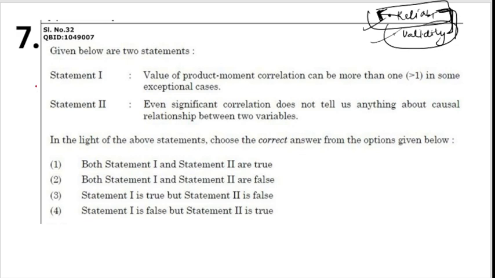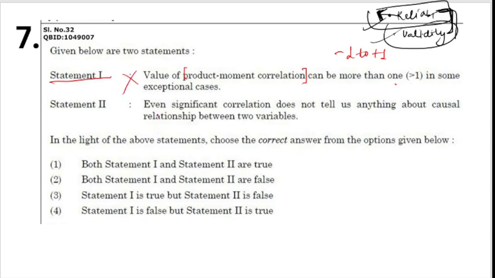Statement 1 says that the value of product movement correlation, which is nothing but our Pearson correlation, can be more than 1 in some cases. No, we just discussed it would be from -1 to +1. Look, the questions are from a similar background, so we need to be clear with our theoretical or basic concepts, right? So statement 1 is false.